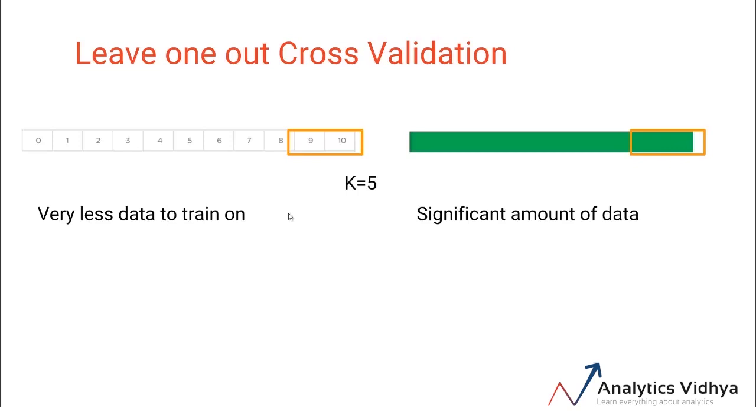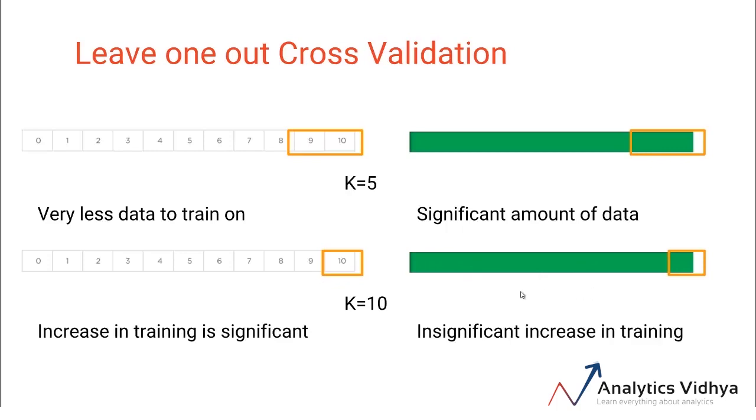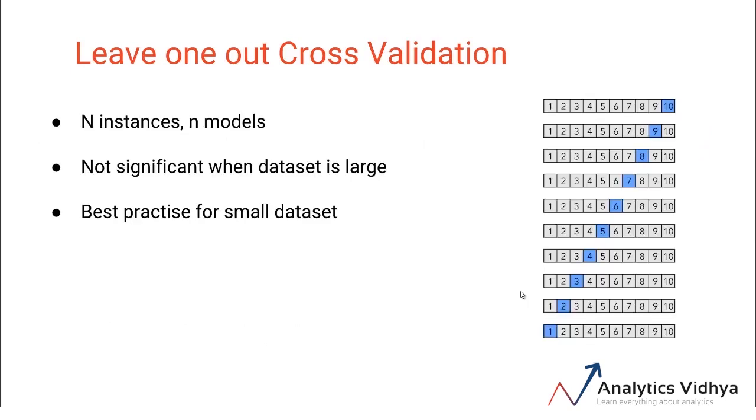So say we consider the value of k as 10. The training size here increases from 8 to 9. While in the other case the increase would be say 1,000 points, which is not very significant. So to summarize, we can say that leave one out cross-validation is a very useful practice when working with small datasets, especially for datasets below 100 instances.